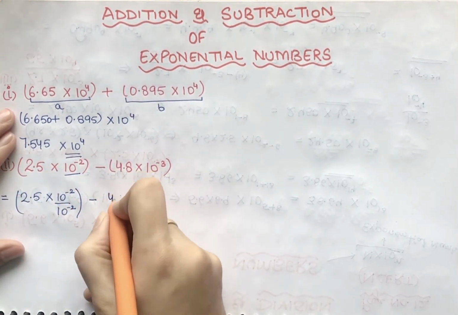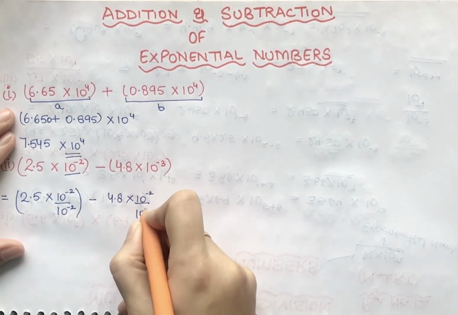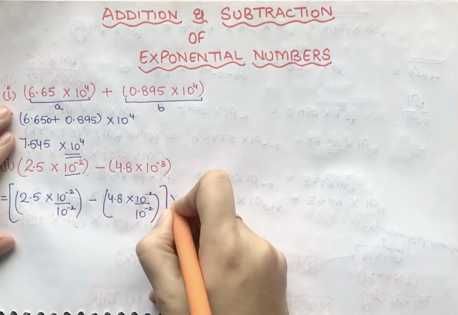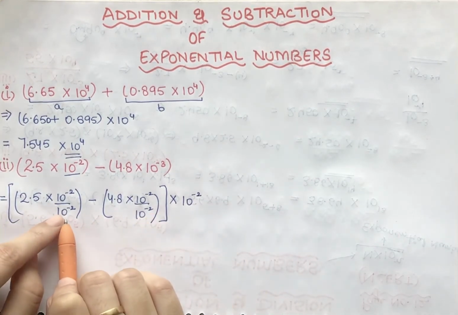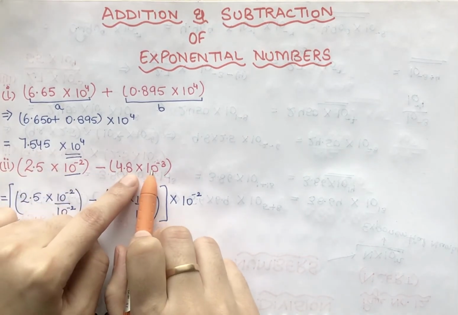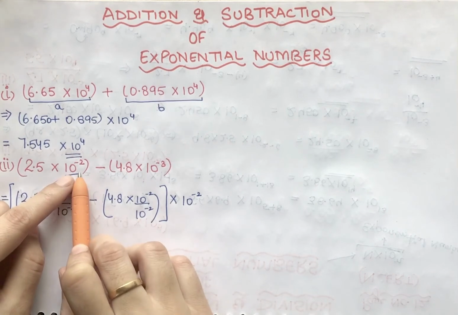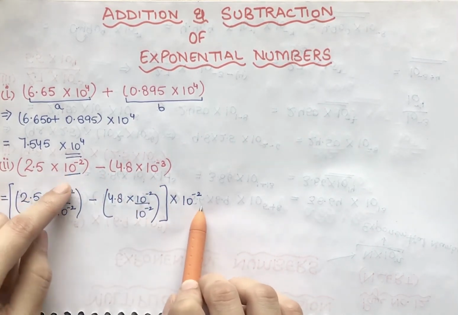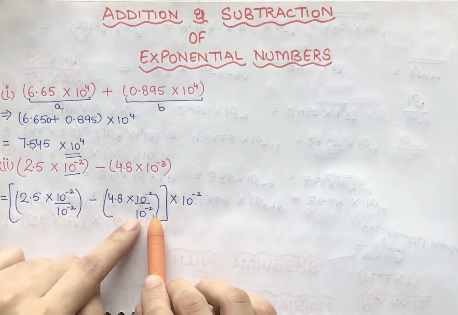So 4.8 into 10 raised to power minus 2 divided by 10 raised to power minus 2, as well as I am multiplying this value with 10 raised to power minus 2. Simply what I have done, I have multiplied and divided both the values with 10 raised to power minus 2. What will happen, here I am having 10 raised to power minus 2 both sides. So what I have done, I have taken it common. Okay, and here 10 raised to power minus 2 is in the denominator of both the exponential terms.